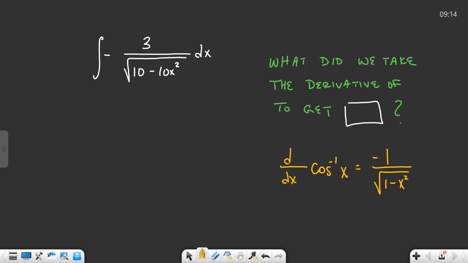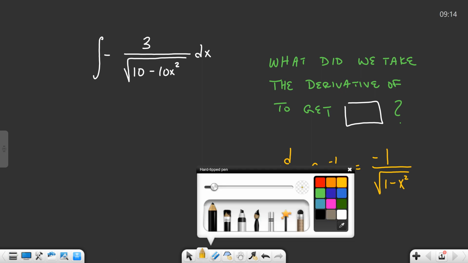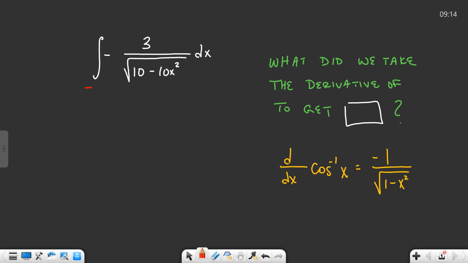So here's a problem that you might come across where we're trying to find the integral of negative 3 over the square root of 10 minus 10x squared dx. So really what we're doing when we see something that looks like this, we're asking this question, what did we take the derivative of to get that thing right there? Okay, what did I take the derivative of to get the original problem?